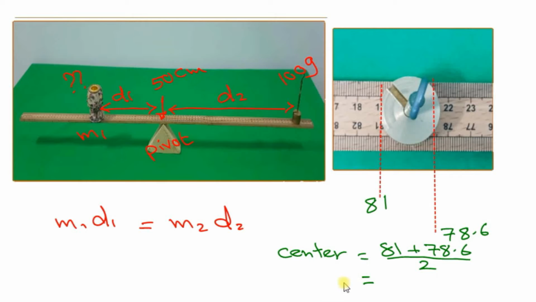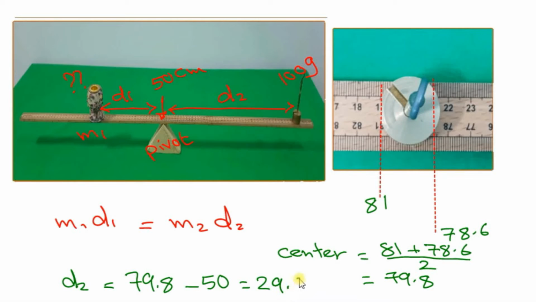So the center of this object is at 79.8. So in this case, if I want to calculate D2, 79.8 minus 50 equals 29.8 centimeter.